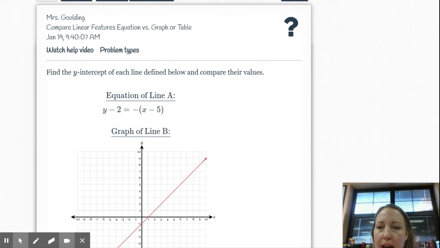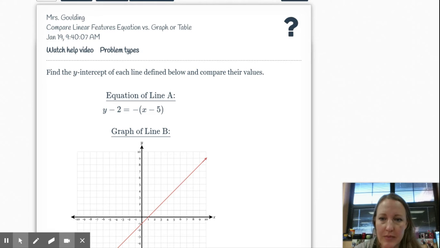This is your DeltaMath assignment 1 for week 21. And there was some question about this in class today, so I want to make sure you know how to do this. So I'm going to pull up a little notepad here so we have something to write on.